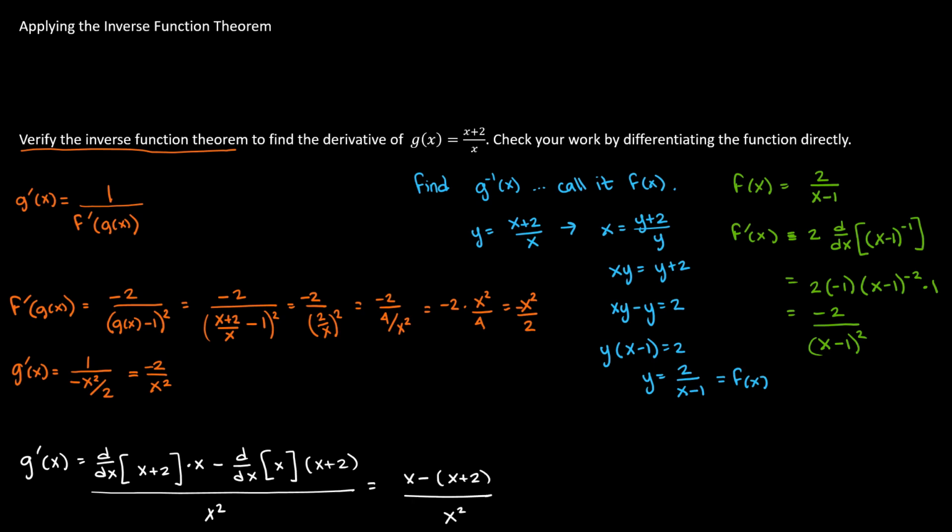Evaluating our derivatives, we get (x - (x + 2)) divided by x². And what do you know? When we simplify, we get the exact same answer as when we use the inverse function theorem. All of this is to say, the theorem works. We were able to calculate the derivative with the theorem and calculate the derivative without the theorem, and we got the same results, which is exactly what we want.